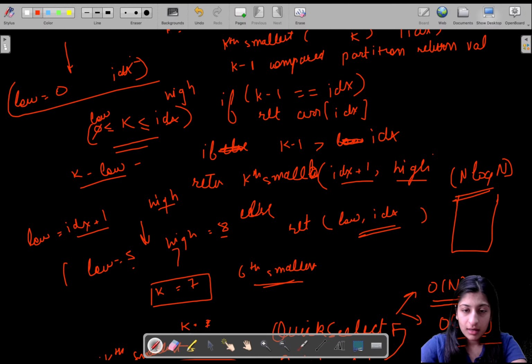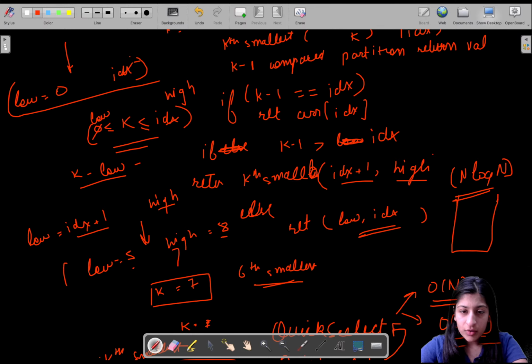Otherwise you return ARR. L will this time be idx plus 1. It will be idx minus 1. Now it will be idx plus 1. High will be r, and k will be k minus your low, right? K minus low, k minus position. It should be k minus position plus low and minus 1. Okay, that's what you want to return.